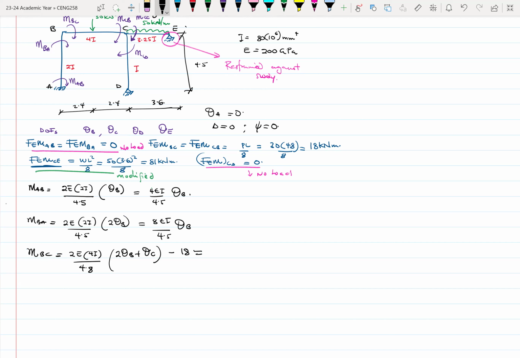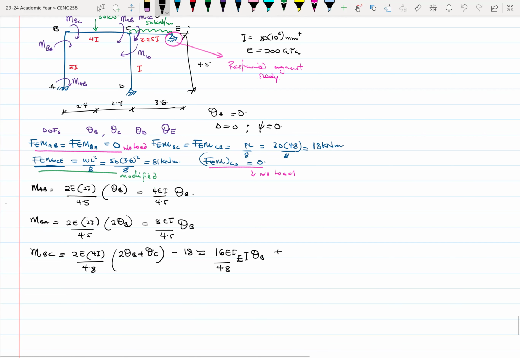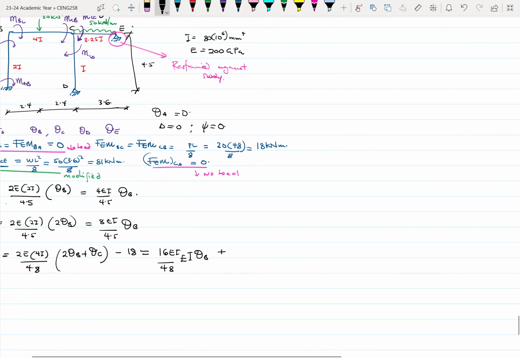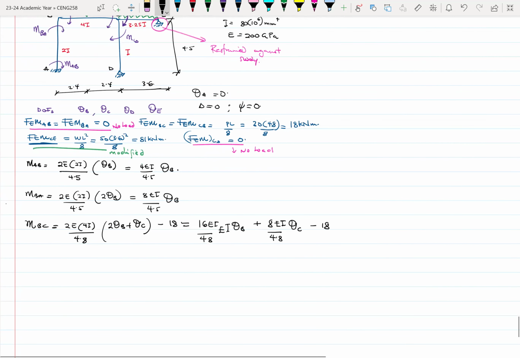8, 8, 16. So we have 16 EI over 4.8 theta B, sorry. Then plus 8 EI over 4.8 theta C minus 18. All right. So now let's do MCB.